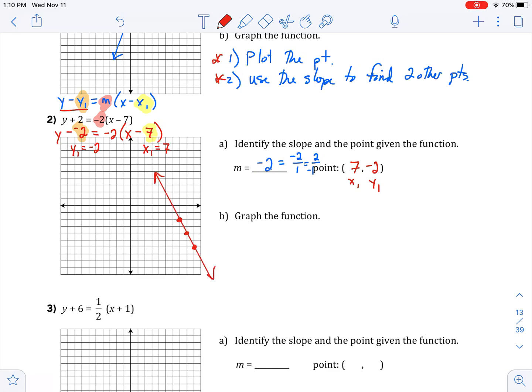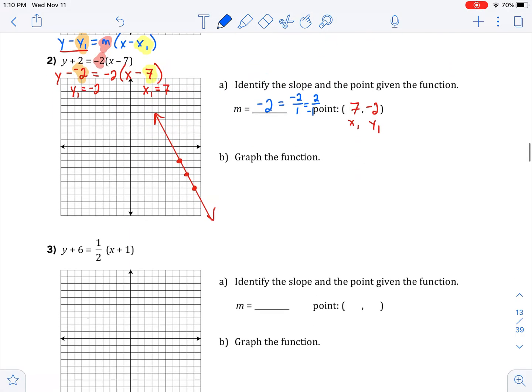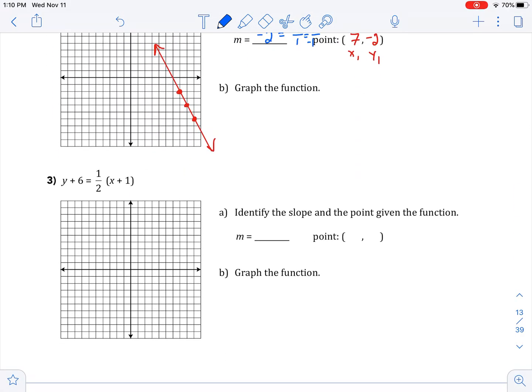And we are in business. Let's do this one more time down here in example number 3. I'm going to remind you that it is going to have to be written as y minus the y coordinate and x minus the x coordinate.